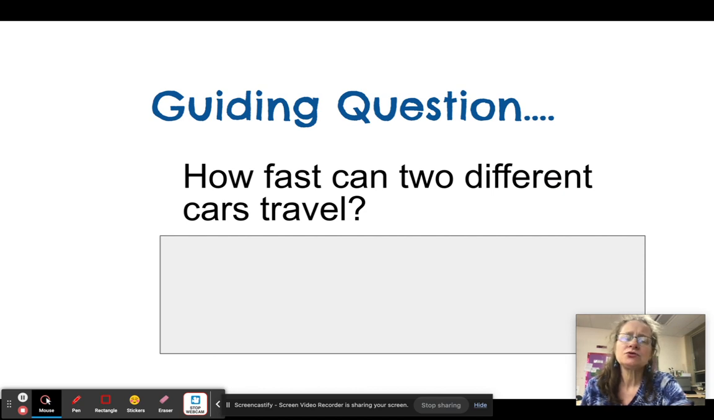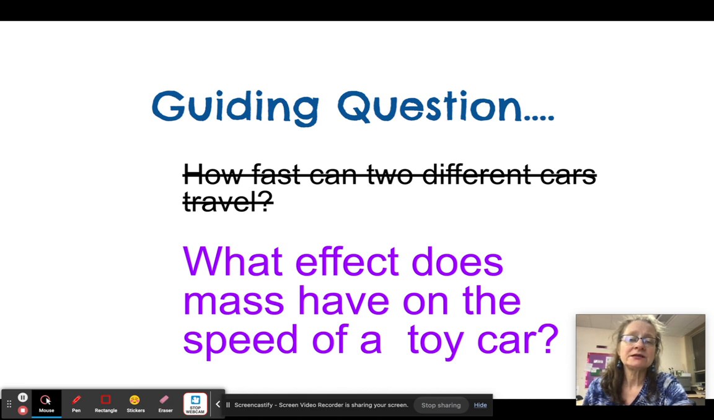How fast can two different cars travel? This doesn't give us enough information, especially if we're showing a comparison between two cars. What effect does mass have on the speed of a toy car? Very much related to science because we're looking at the mass, and you're going to teach your viewer what mass is.